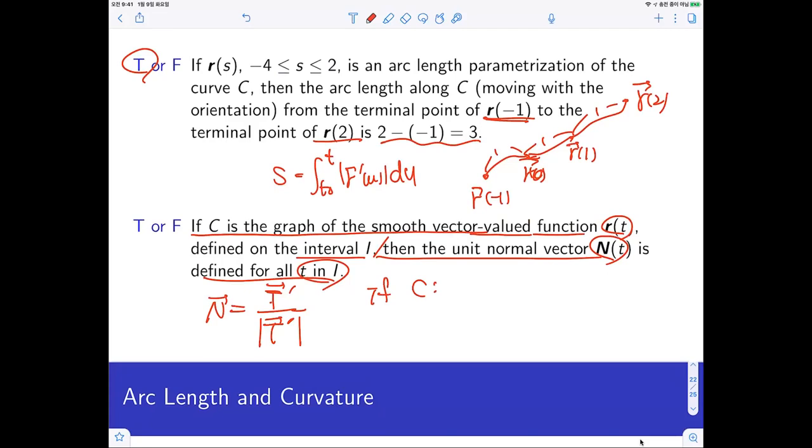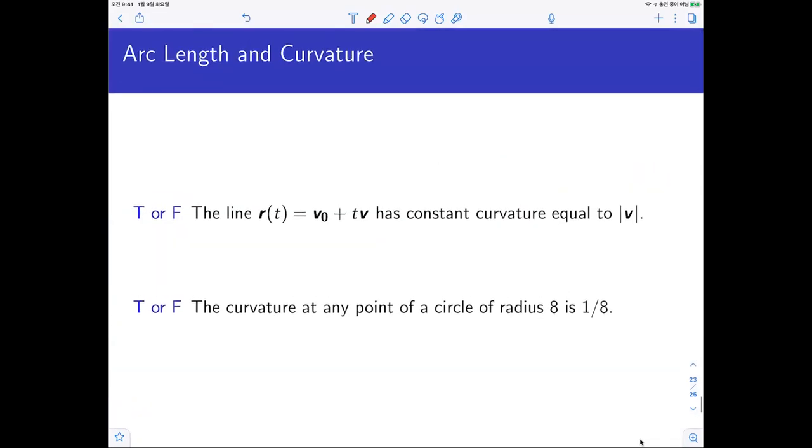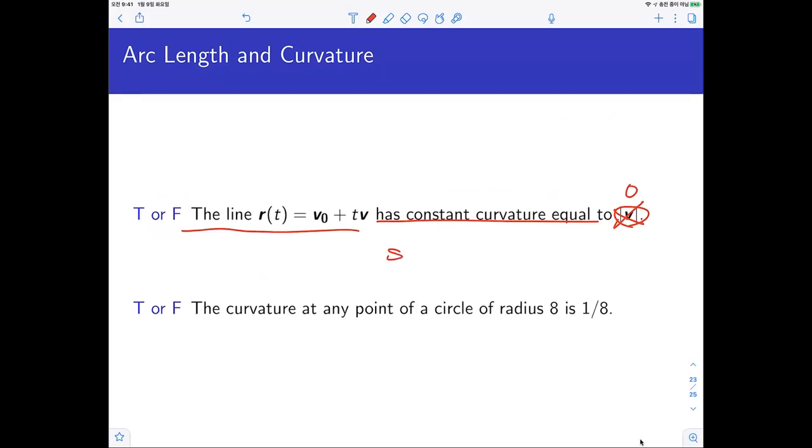If C is a straight line given by r(t) equals tv, then the unit tangent vector T is v over the magnitude of v. This implies the derivative of T is zero. So in this case, we cannot define the normal vector. Here, the line has constant curvature equal to the magnitude of v. This should be zero. Speed is the magnitude of vector v. So this is false.